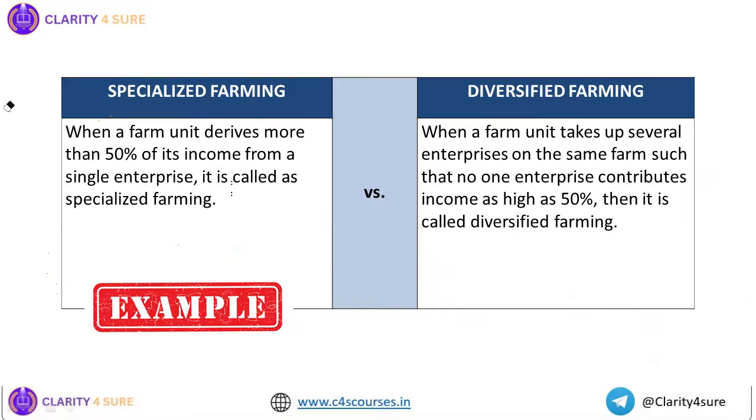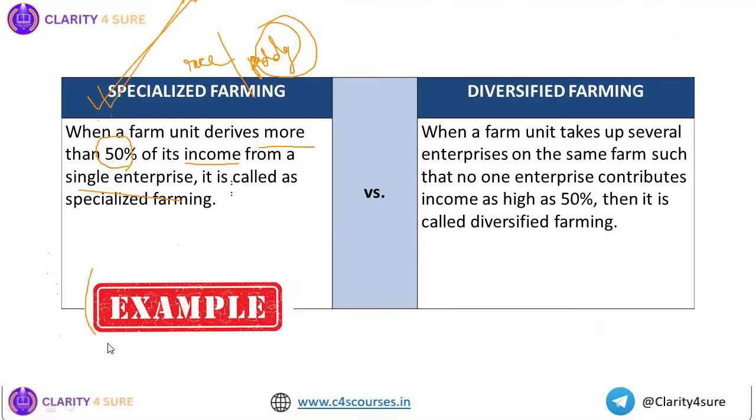When we talk about specialized farming, it means that more than 50% of the income comes from a single enterprise. Suppose I am talking about rice, or paddy. If I cultivate paddy, and more than 50% of my income comes from this paddy alone, then we'll consider that to be specialized farming.